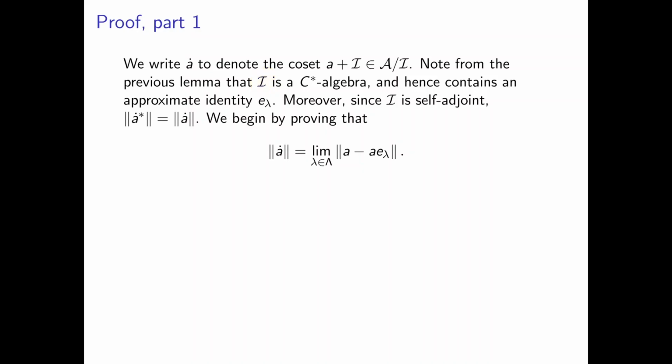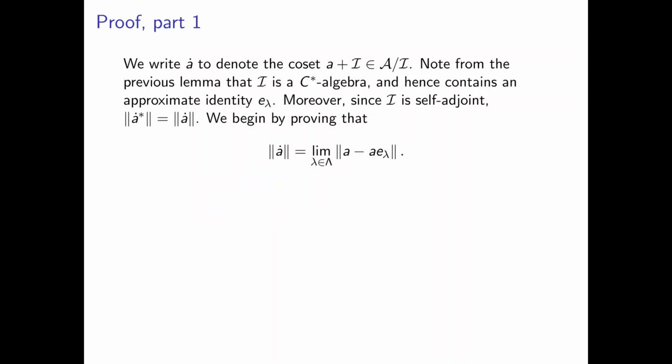Moreover, since this ideal is self-adjoint, we have that the norm of A dot star is actually equal to the norm of A dot. And you can think of it as basically if you have A here and you have A dot here, then the ideal is somewhere here. Then due to the fact that the ideal is self-adjoint, every element that is at a certain distance from this element must correspond to an element, say here, which is at an equal distance from the star. So there is nothing more to that.